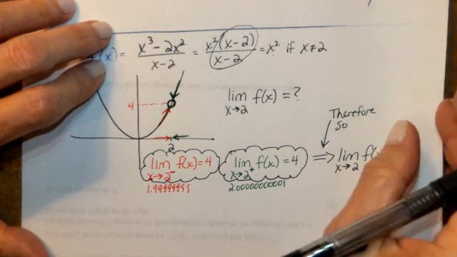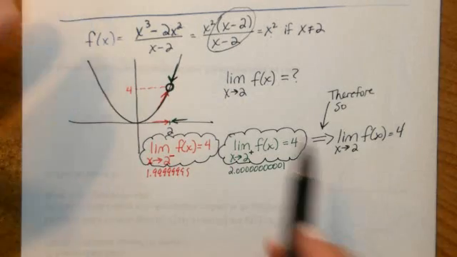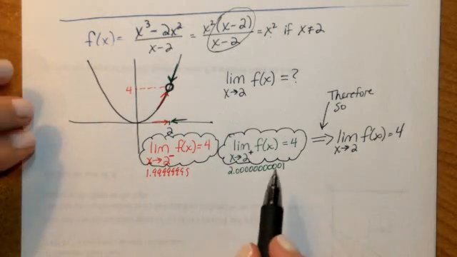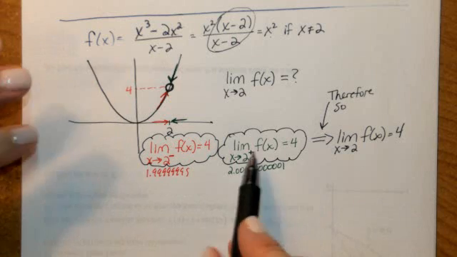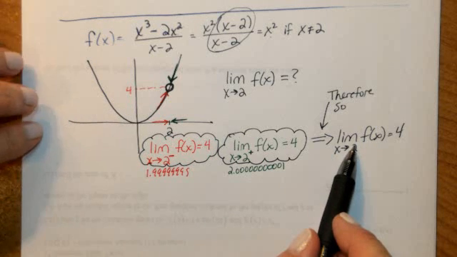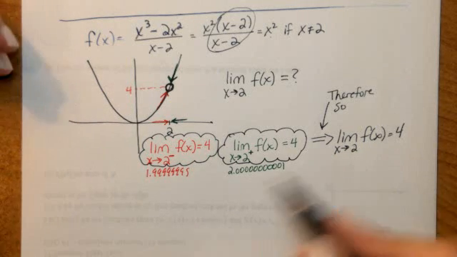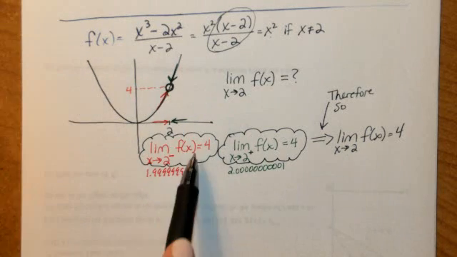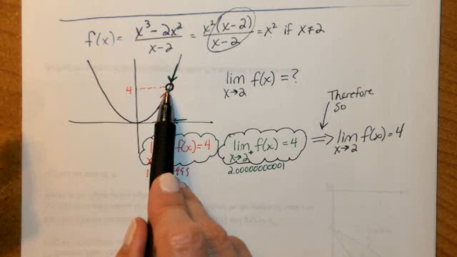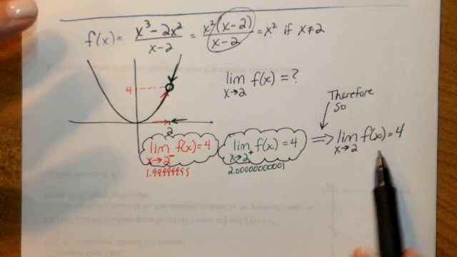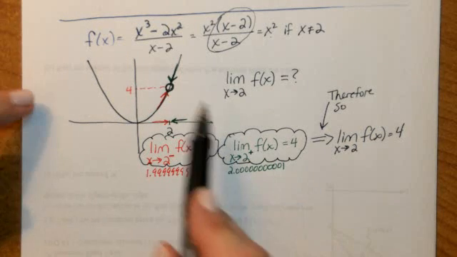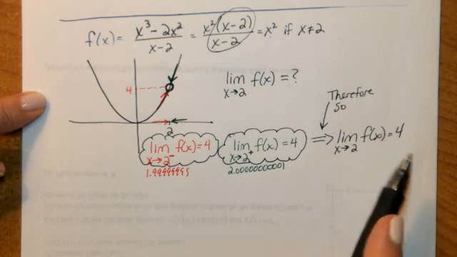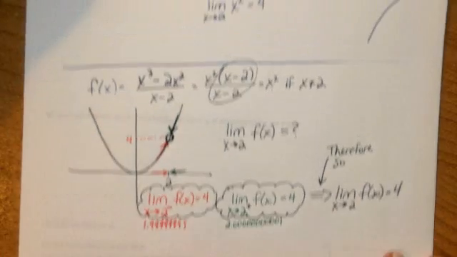So this is a little bit more of an interesting concept now. A limit does not have to exist at the actual x value. Or, I'm sorry, the function does not have to exist at the actual x value for the limit to exist. If you have a hole, you're going to have a limit. Let's take a look at something else.